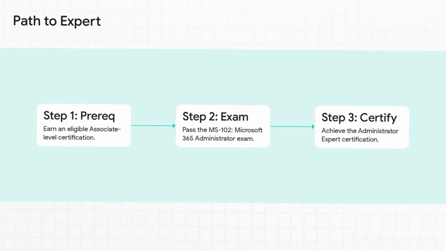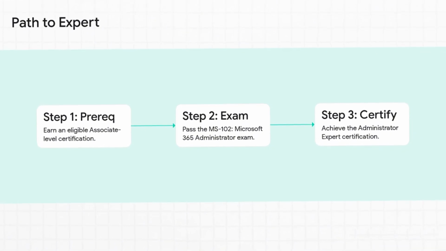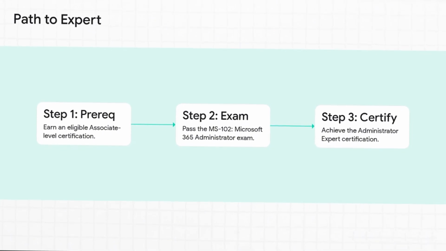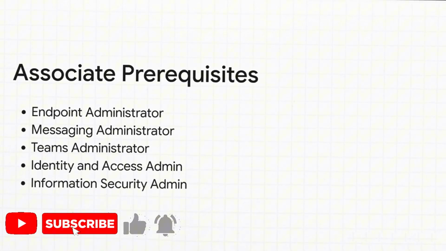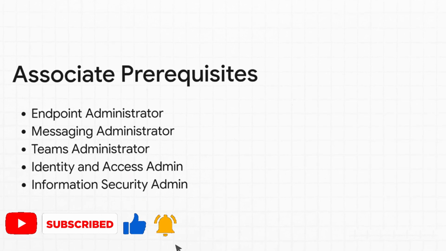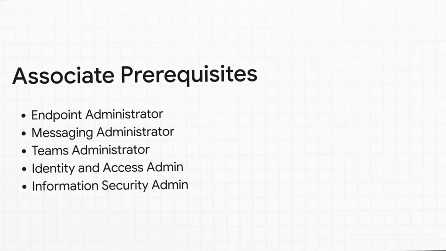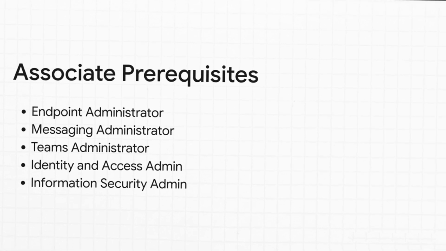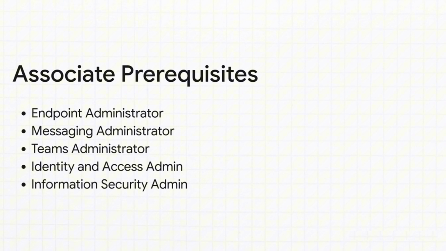And the journey to getting there is a clear 3-step process. You can't just walk in off the street and take the MS-102. First, you have to prove your skills with what's called a prerequisite certification. And here are your options for that first step. Before you can even sit for the expert exam, you have to hold one of these 5 associate-level certifications. It makes sense, right? Microsoft wants you to prove you're a specialist in a key area, like Teams, or security, or identity, before you can prove you can manage the whole shebang.